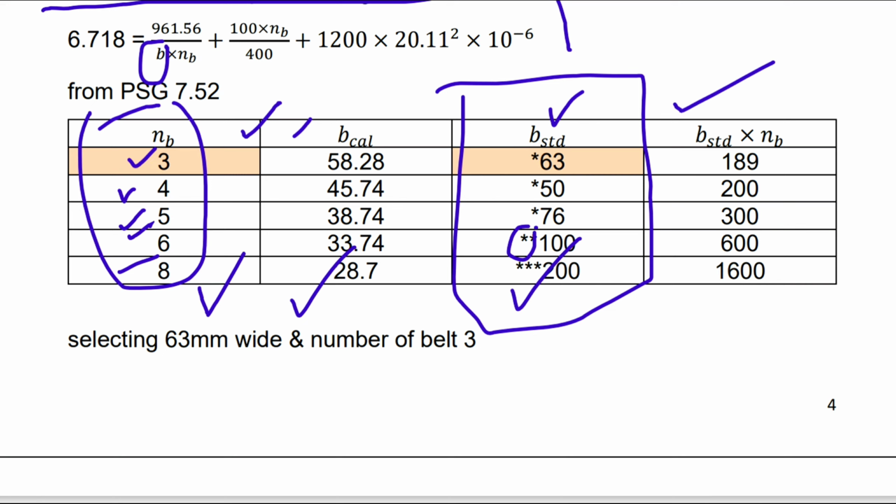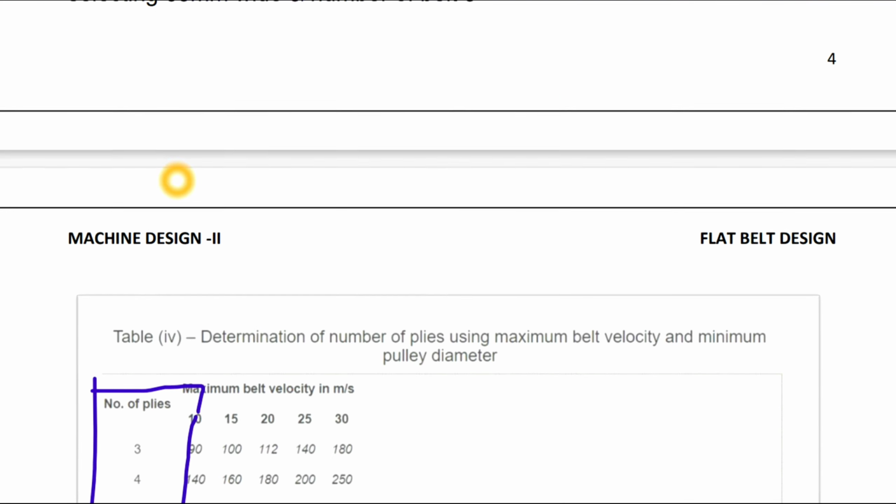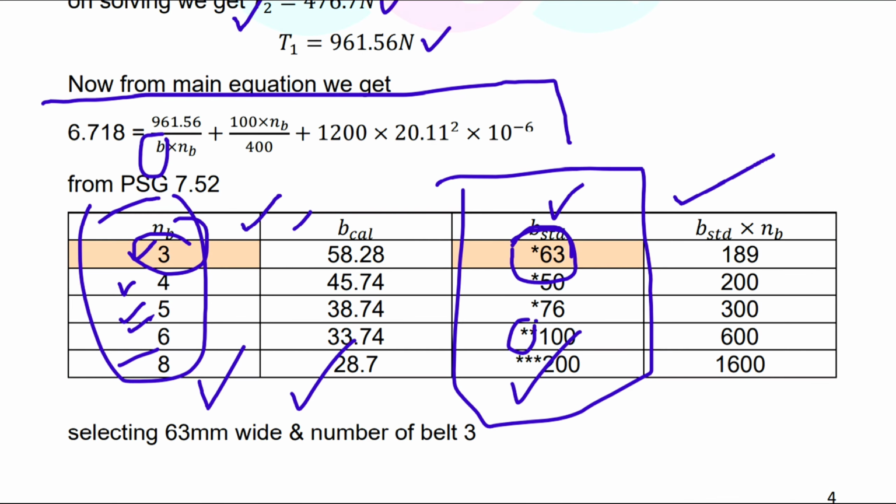From these we will select 63 mm width and number of belts, or number of plies you can also say, 3. So we select these, 3 and 63, because it is very easy and the cost also will be less. So we select these.